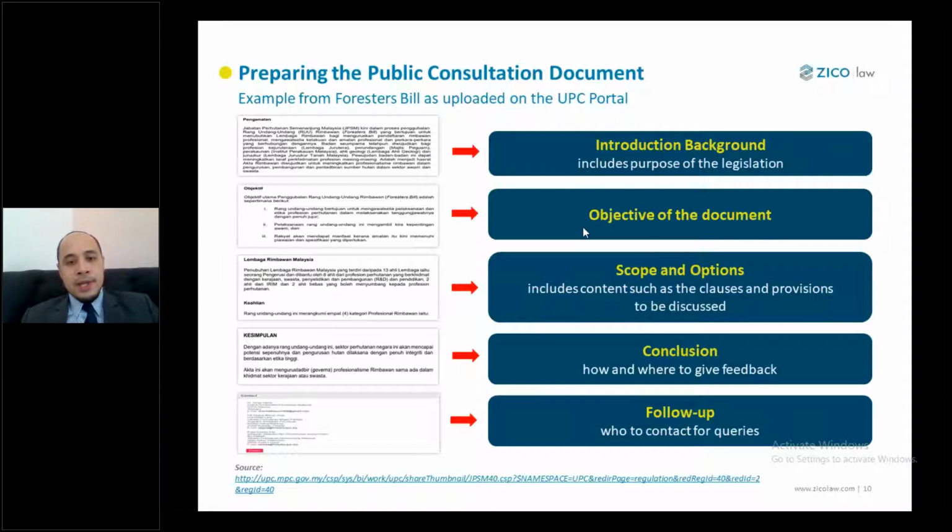And then the fourth one is the conclusion. This is basically telling you how and when you can give the feedback, and for the regulator, this is the most important part, because it's how you control what information you want, because you can control the manner and form of the document itself. So for example, if you just put a general question, please give me feedback, people will come out with all sorts of feedback.